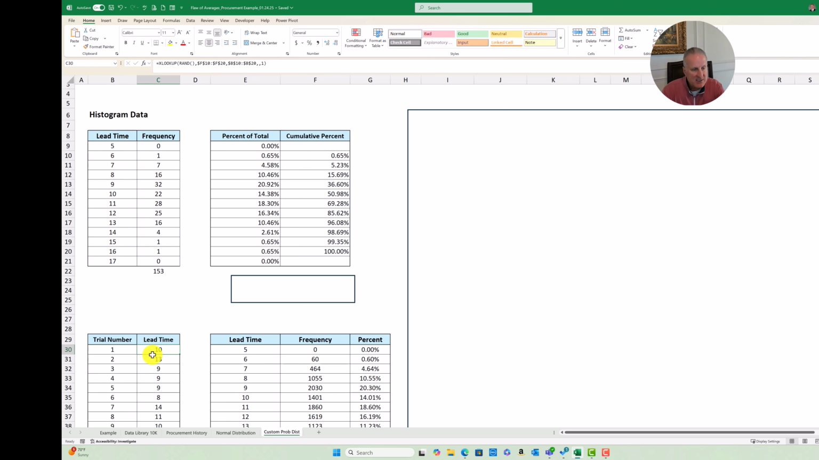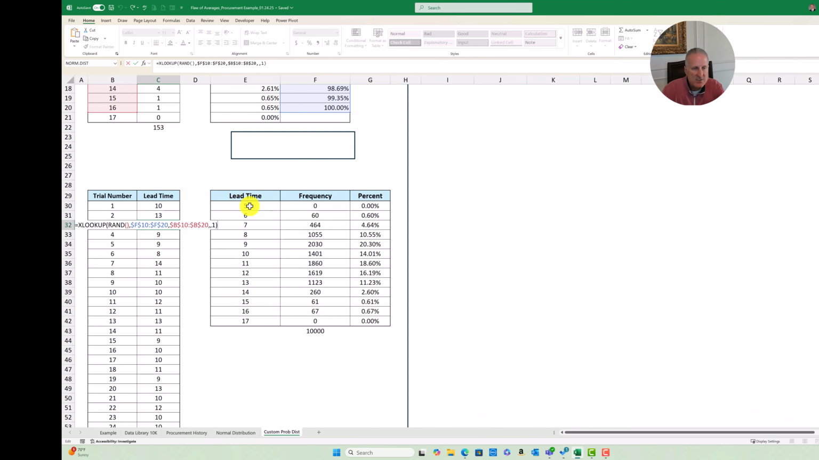And I'm going to come back out with what lead time that corresponds to. So in this particular case, I went in with a random number and it came out with a 10. In the second one, I came out with a 13. In the third one, I came out with a 9, etc. So what I want to do now is create another histogram. Okay, 6: how many times in this whole column of 10,000 did I come up with a 6? That's 57. How many times did I come up with a 7? 478 times. And out of 10,000, that's 4.78%.